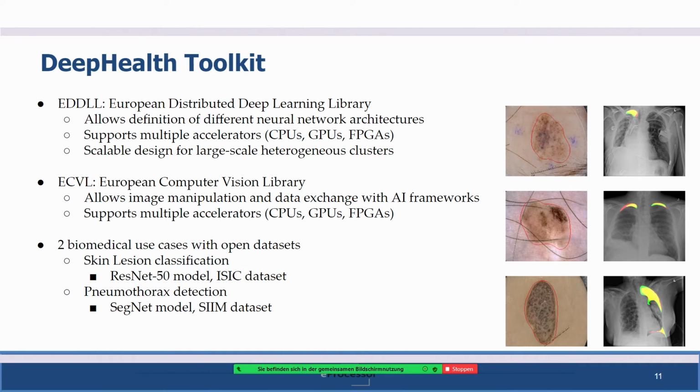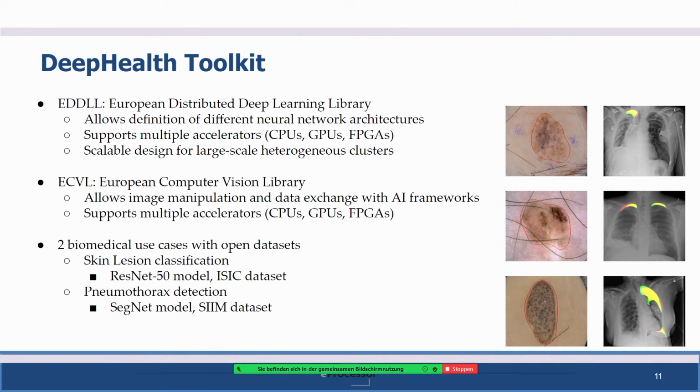Similarly, the European Computer Vision Library, or ECVL, is the library that allows image manipulation and data exchange with the AI frameworks, and EDDLL in particular. So all the pre-processing of the data especially is done with this library. And it also supports accelerators like GPUs and FPGAs, etc. So these are the two main components of the training part of the DeepHealth Toolkit.